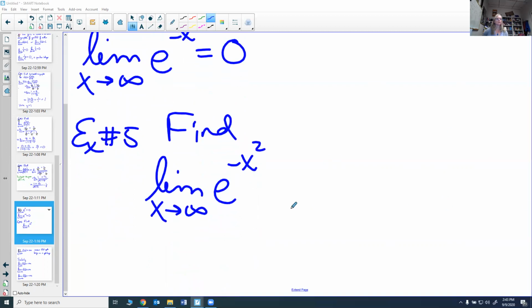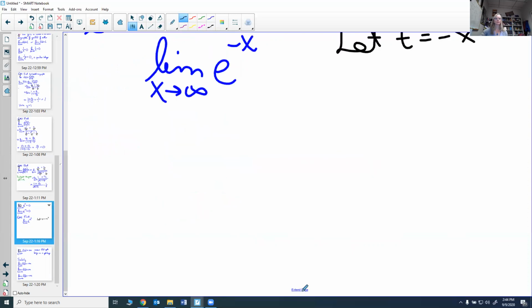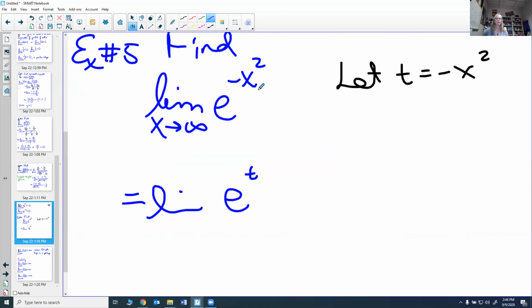So I'd like to find the limit as x goes to infinity of e to the negative x squared. This isn't as straightforward as what we had before, because those forms up here just involve x. So we're going to let t be negative x squared, which means that this becomes the limit of e to the t, because we're just letting t equal negative x squared. But if I'm doing that, I'm also replacing the x here. So I've got to think about where t is heading. It turns out that if x is going to infinity and t is equal to negative x squared, then t is going to be heading towards negative infinity. So it'd be e to the negative infinity, which we know already is 0.